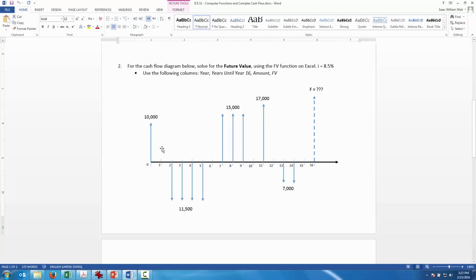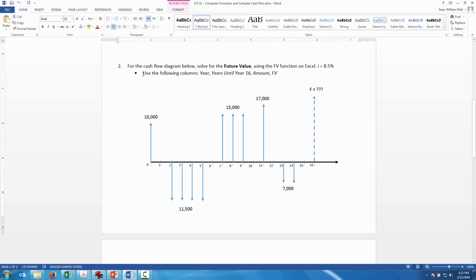And so a deposit made in year 0, you're earning interest on the interest. So it's compounding until it gets to year 16. This amount in year 2, it doesn't have to travel as far. It's only going from year 2 to year 16. So how far does it have to travel from year 2 to year 16? Well, that's 14 years that it's moving. This 11,500 in year 3 is only moving 13 years.